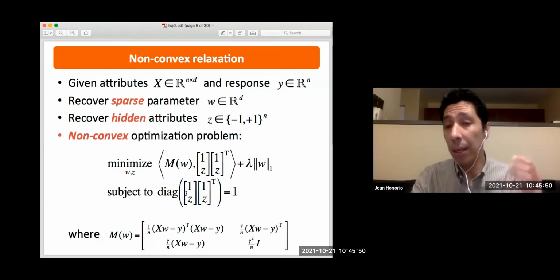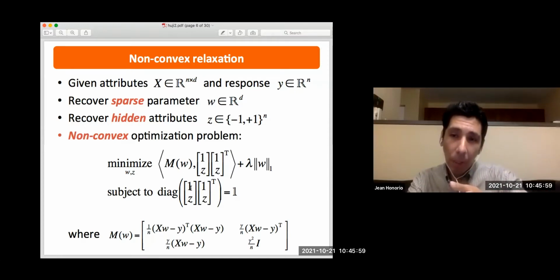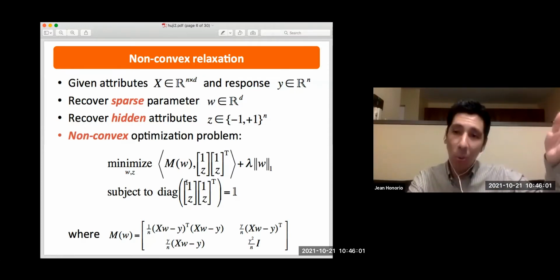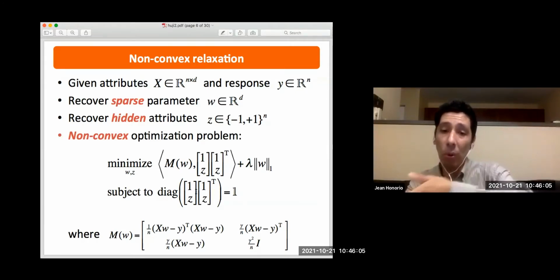The zi squared equal 1, I can encode it in this way. I can take the rank 1 matrix that you can see here, the 1z transpose. And if you think about it, the diagonal of that matrix: the first entry is 1, the second entry is c1 squared, then c2 squared, and so on and so forth.